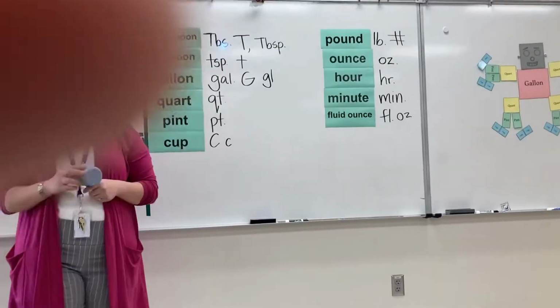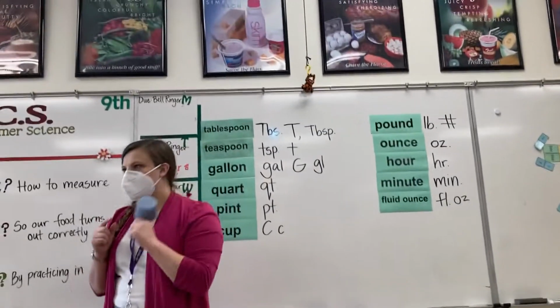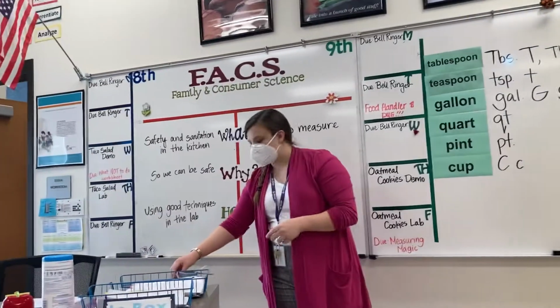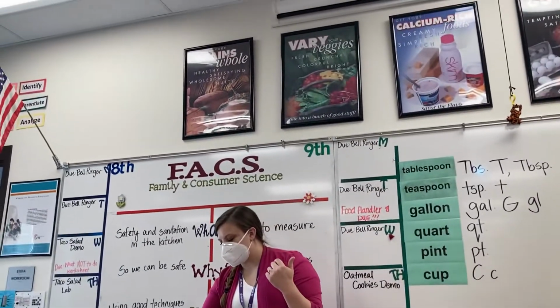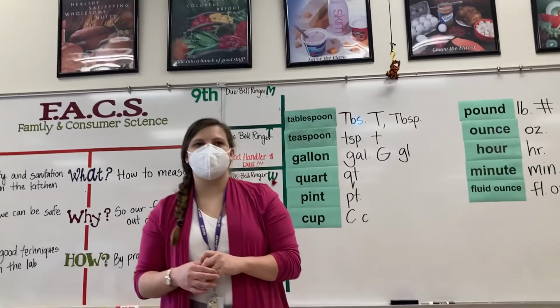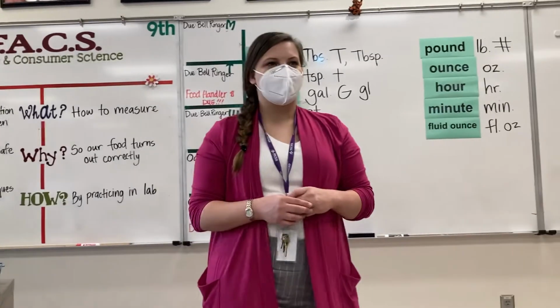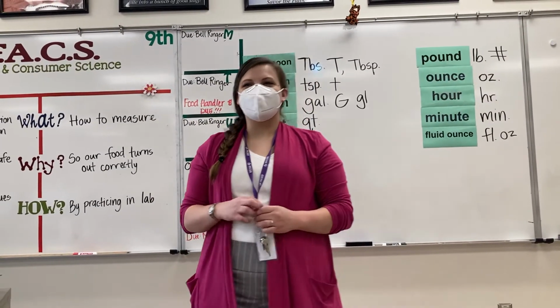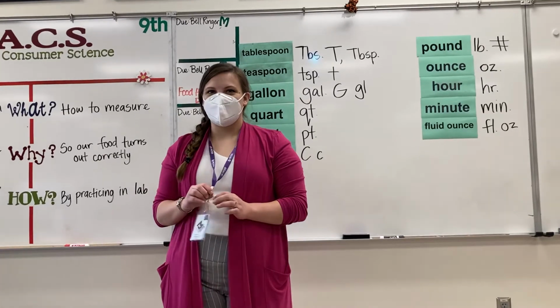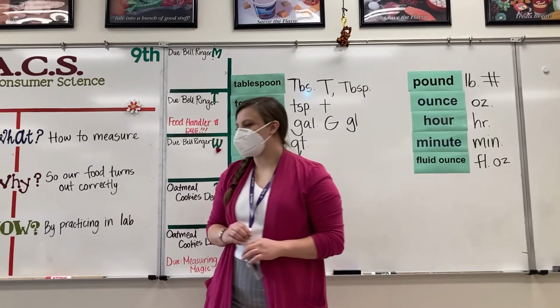Okay, next we have how many fluid ounces in 1 cup? 8. Good job, Mike. That's again from your assignment yesterday. And how many ounces are in 1 pound? Micah. 16. There are 16. Good job. From now on, please raise your hand when you answer.